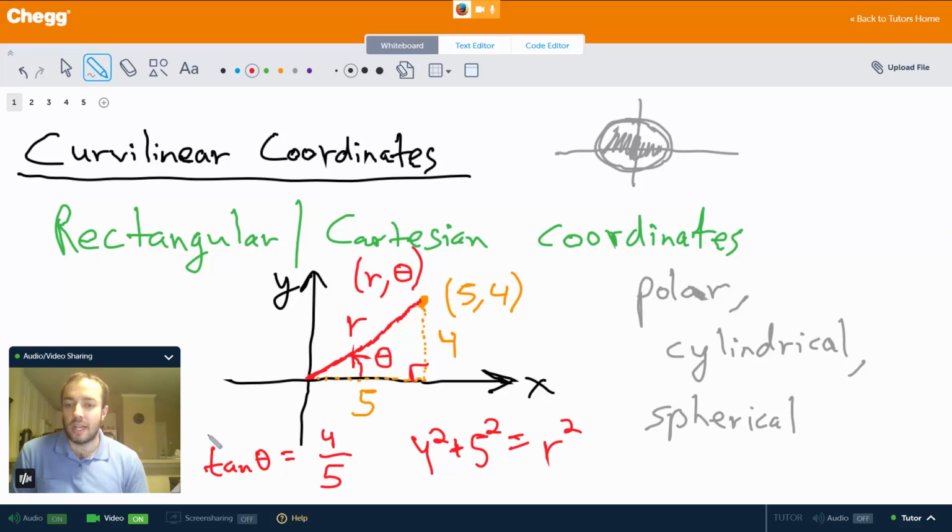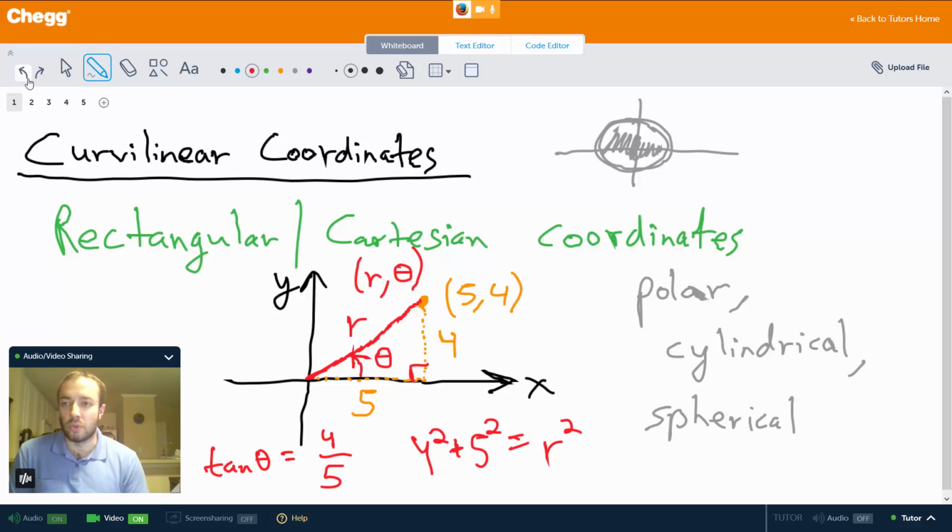Now, that works so nicely because this is a point in the first quadrant. If the point were in the second or third or fourth quadrant, we'd have to do something a little differently. We'd have to be a little more careful. But it still follows from the basic fact that tangent is opposite over adjacent. Okay? So anyway, that's just a brief overview of polar coordinates.